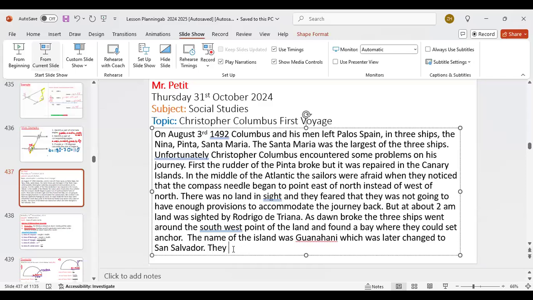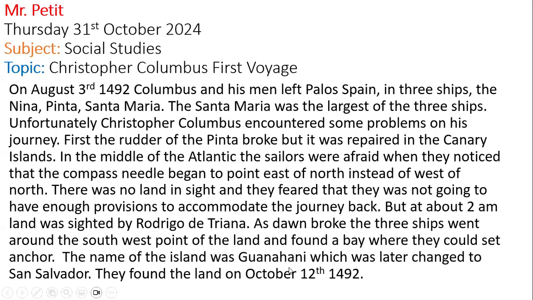They found land. They found the land on October what? 12th. October 12th, what? 1492. Okay, when did Christopher Columbus leave Spain? August 3rd, 1492. Very good. What was the name of the 3 ships that he had? The Pinta, the Niña, and the Santa Maria. Very good.